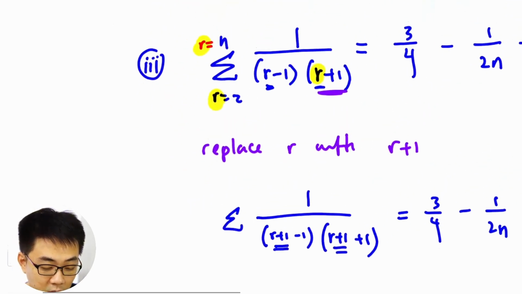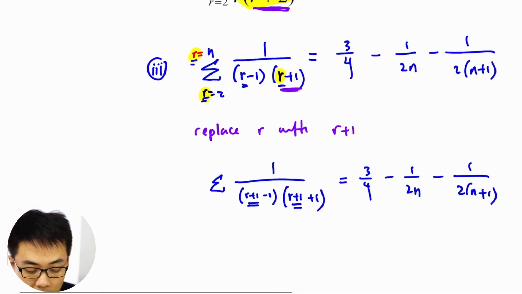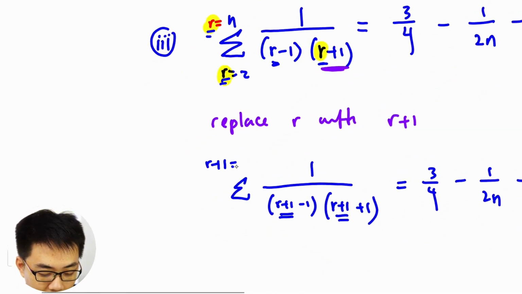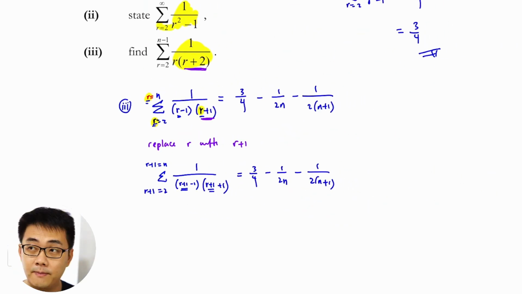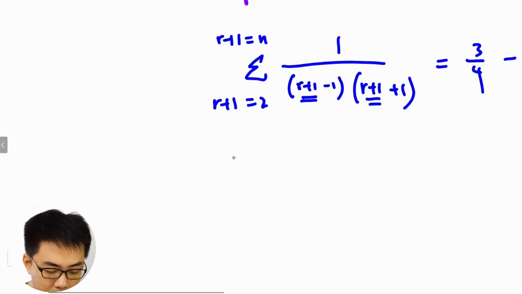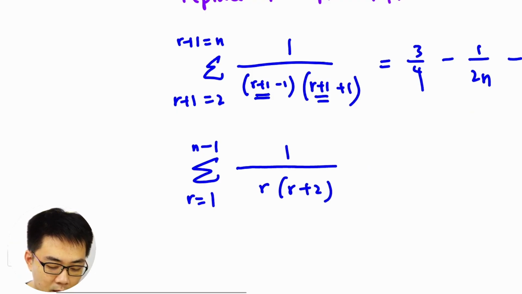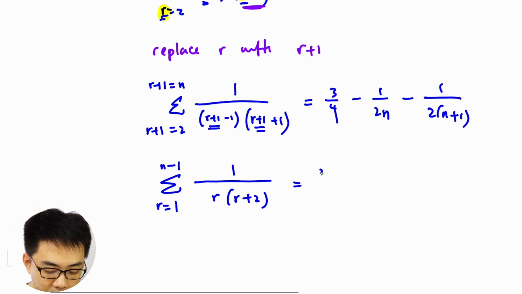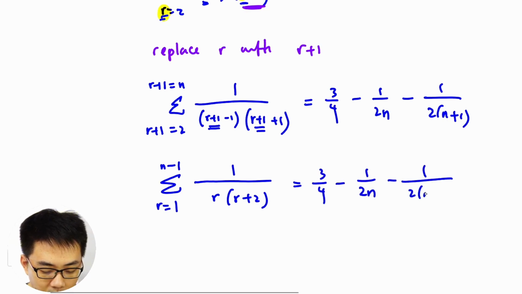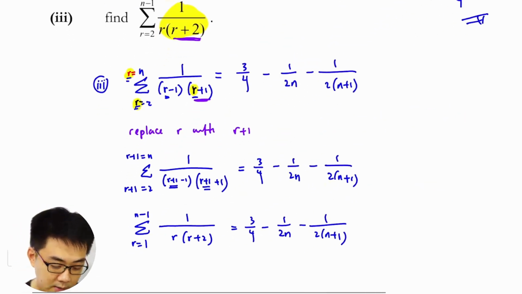Okay, but what you need to change is this one here. Please remember to change this one here. This is r plus 1 equals to n. This is r plus 1 equals to 2. Remember that. R plus 1 equals to 2. So once you're done with that, you get n minus 1. And this is r equals to 1. Okay. Then you just bracket this out with r. This is r plus 2. This is 1. Then you just do this part, which is 3 over 4 minus 1 over 2n minus 2n plus 1. You get this.